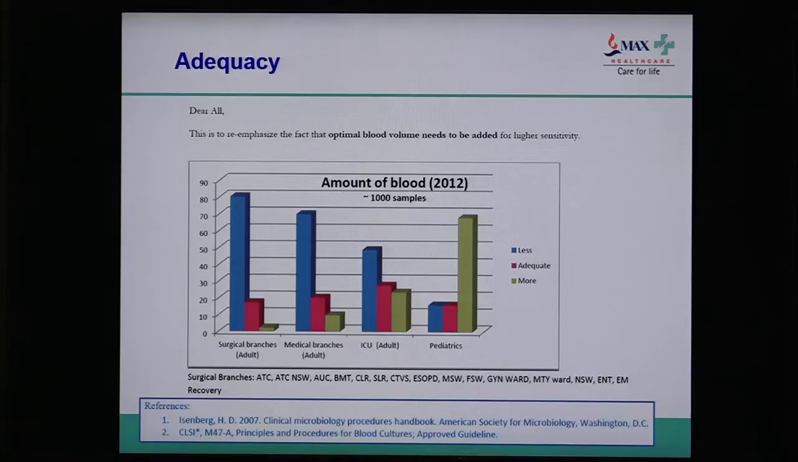So these are from one study, covering surgical branches, medical branches, ICU, adult and pediatrics, looking at less adequate and more adequate volumes. In pediatrics, most of them have sent less volume. This is to emphasize the fact that optimal blood volume needs to be added for higher sensitivity.